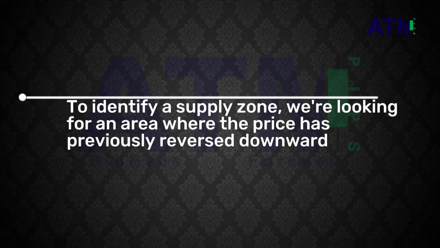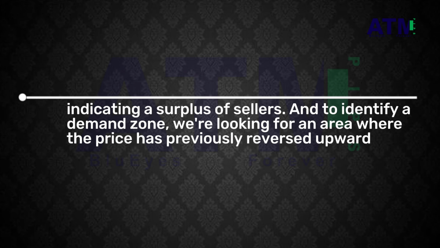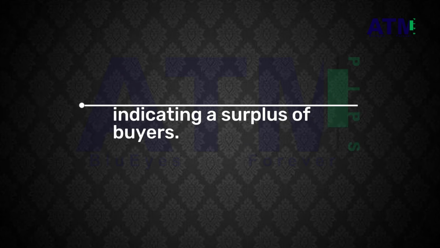To identify a supply zone, we are looking for an area where the price has previously reversed downward, indicating a surplus of sellers. And to identify a demand zone, we are looking for an area where the price has previously reversed upward, indicating a surplus of buyers.